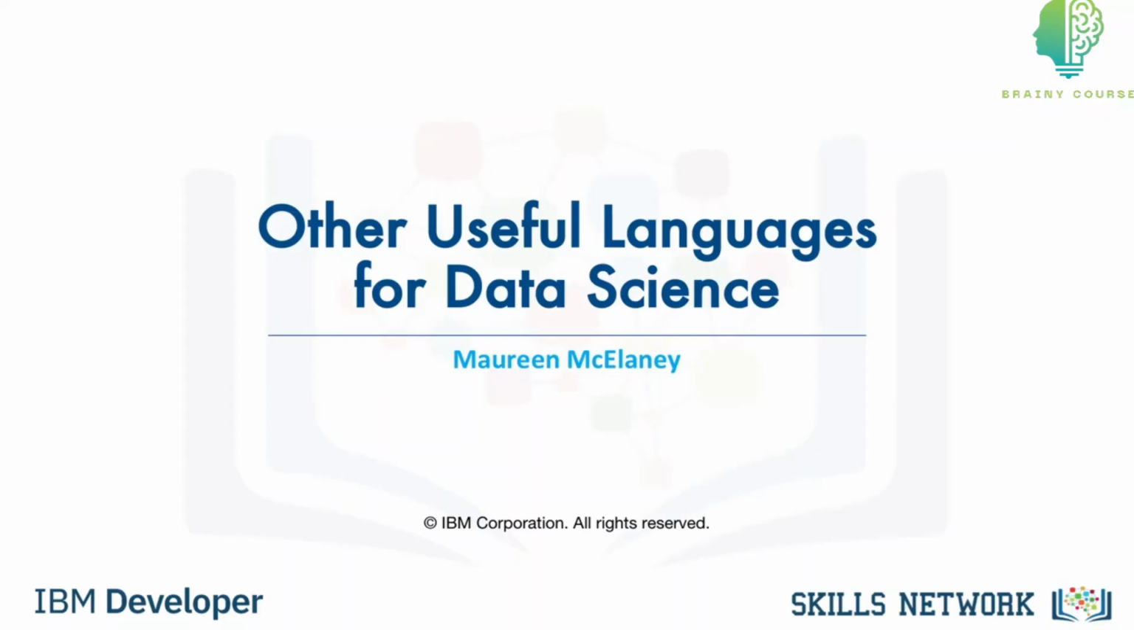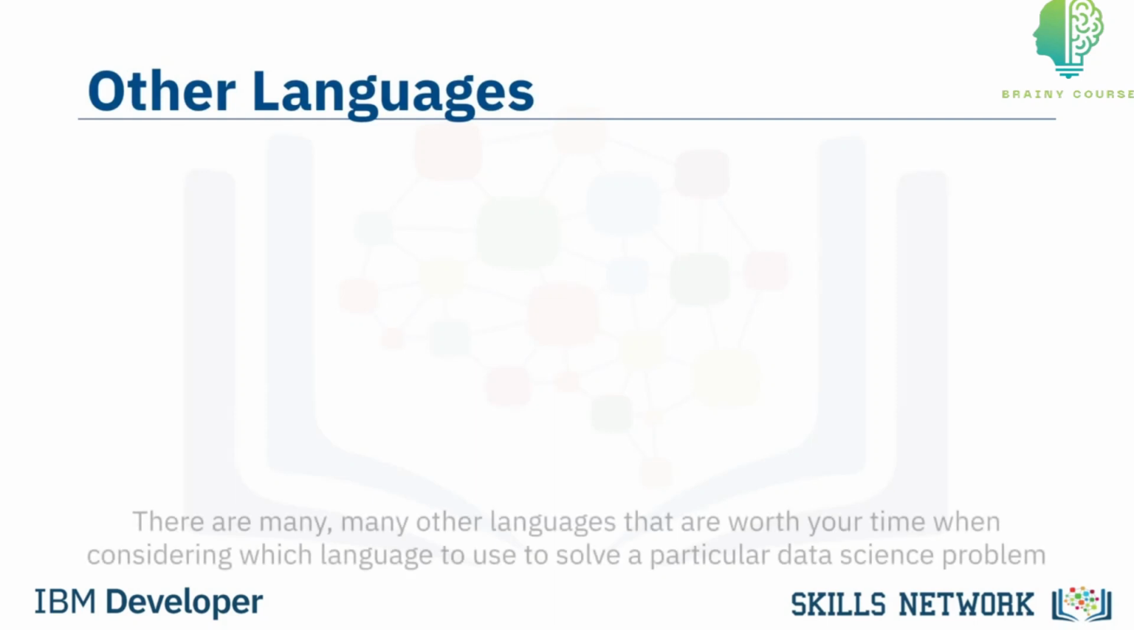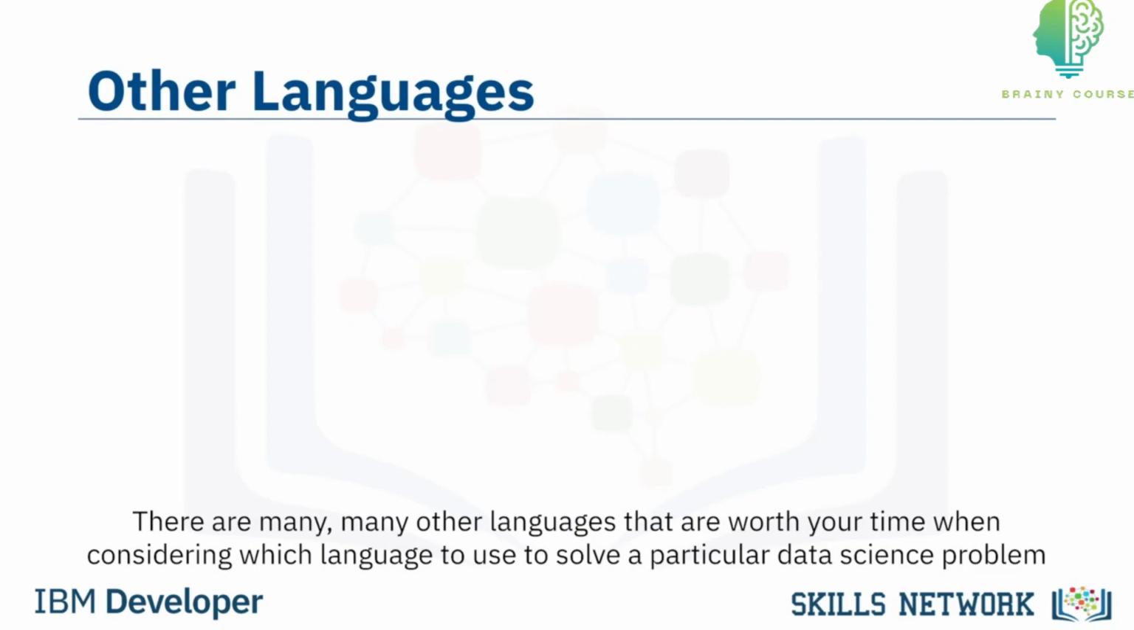So far, we've reviewed Python, R, and SQL. In this video, we will review some other languages that have compelling use cases for data science. Okay, so indisputably, Python, R, and SQL are the three most popular languages that data scientists use. But there are many other languages that are worth your time when considering which language to use to solve a particular data science problem.